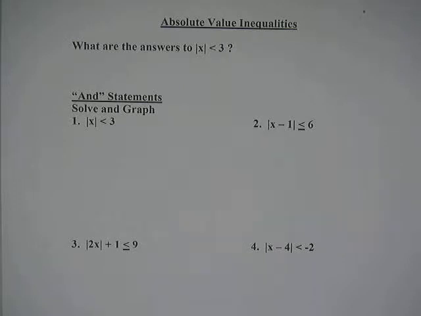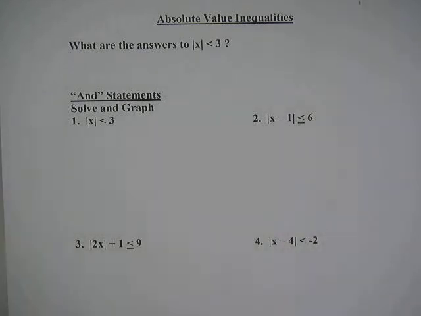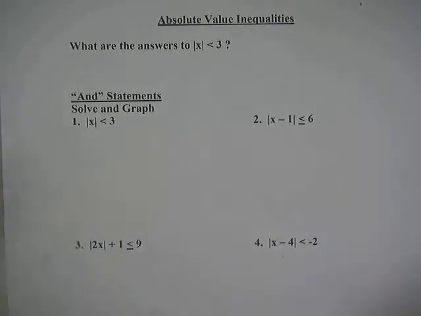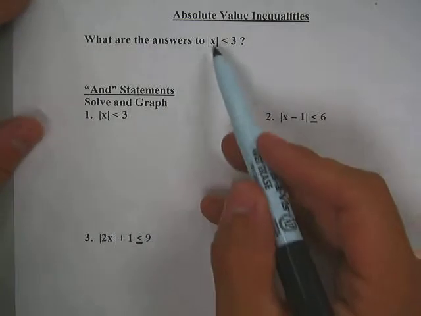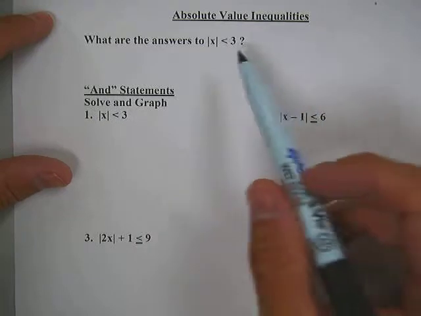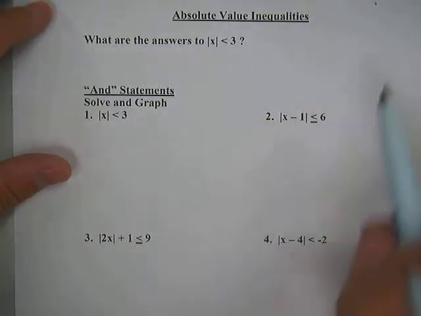Today let's talk about solving absolute value inequalities. Now to start out, we're going to start with kind of an easy one. The absolute value of x is less than 3. Now let's remember, absolute value means a distance. So this is saying, what are all the numbers that are a distance of 3 or less back to 0?